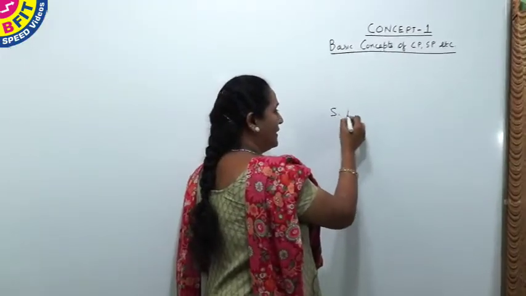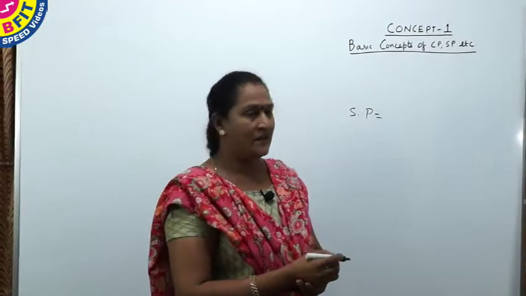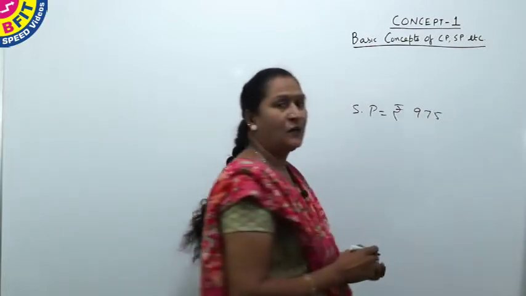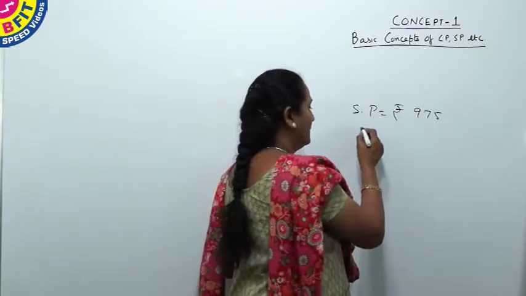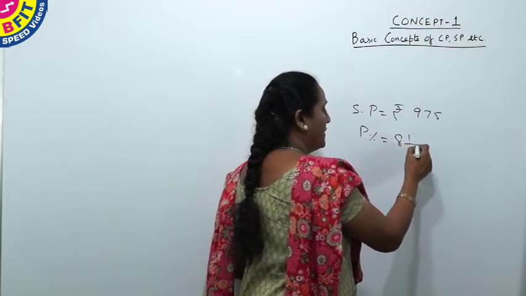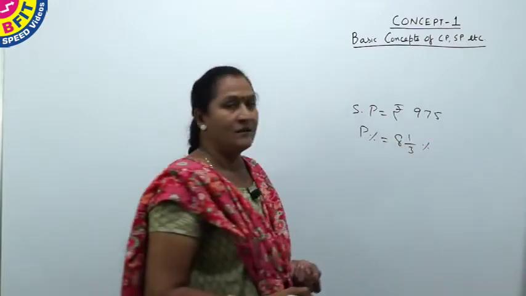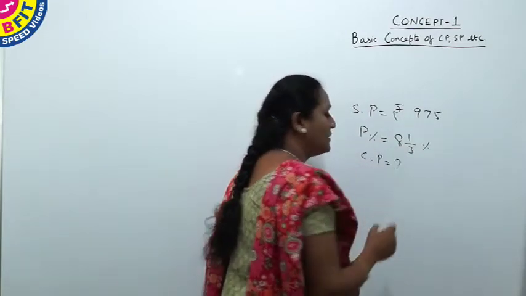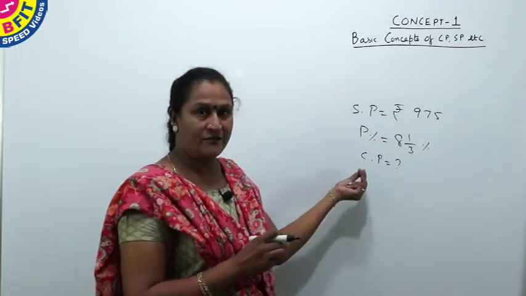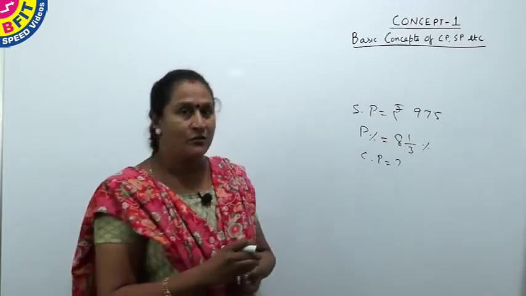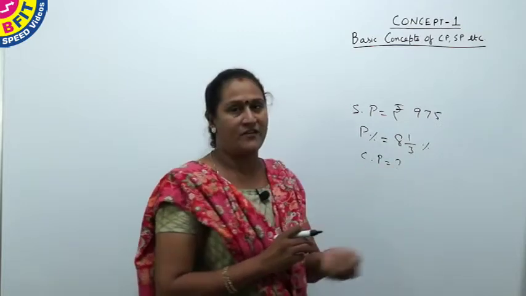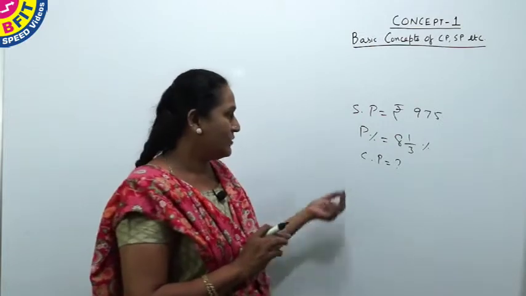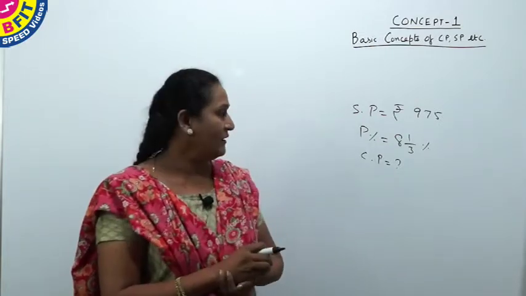And here what is the data given? Selling price is given as rupees 975. And what is the profit percent? It is 8 1/3%. And we are asked to find the cost price. So here the base we need to know. Using the ratios, you can easily work out this. Seeing this mixed fraction percentage, you may think that working will be very tedious or complicated, but using the ratio, we'll see how easily we can work it out.